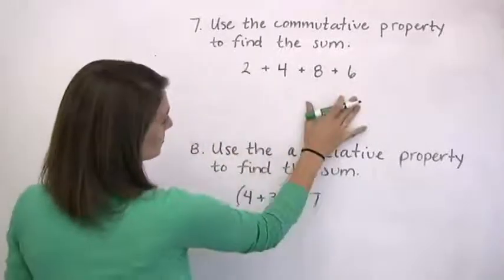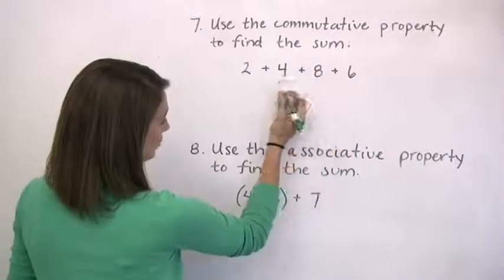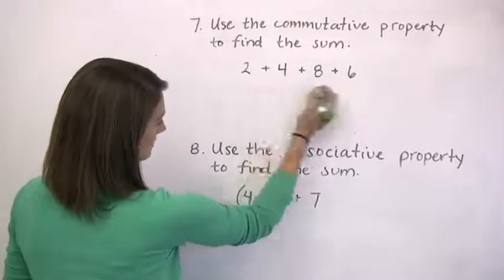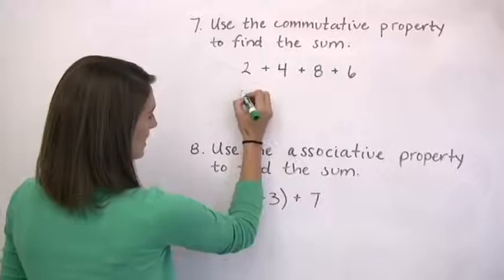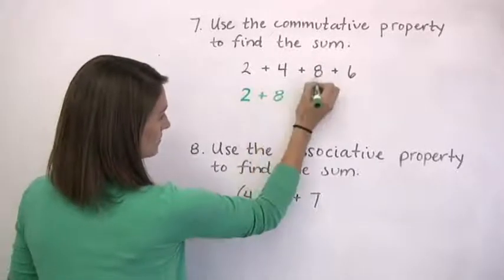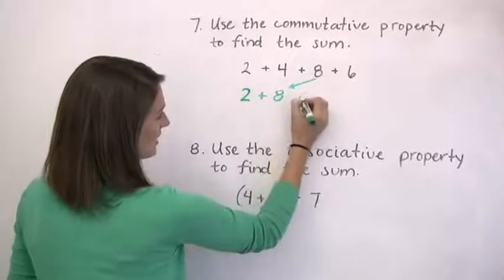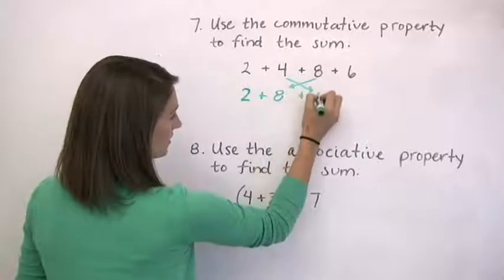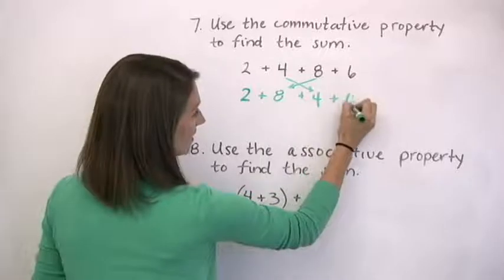So looking at these numbers here, I'd like to change the order and group them. Let's see. Let's pull the 2 down. I want to move the 8 over here. I'm going to move this over here. And then let's pull the 4 here and pull our 6 down.